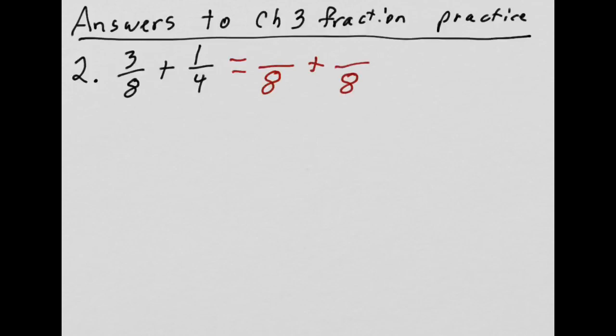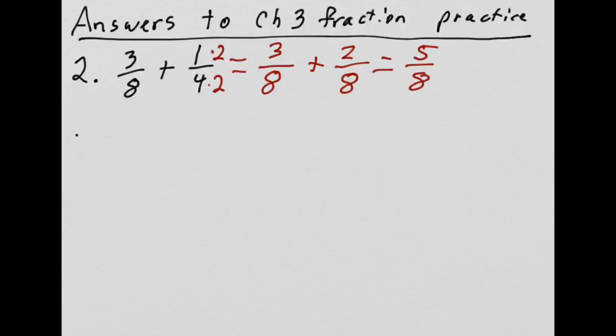The first one, since the denominator is the same, I can just copy it over. The second one, I need to look at it and multiply 4 by 2 to get 8. Multiply the numerator by 2. Then I can go ahead and add the numerators and get my answer.